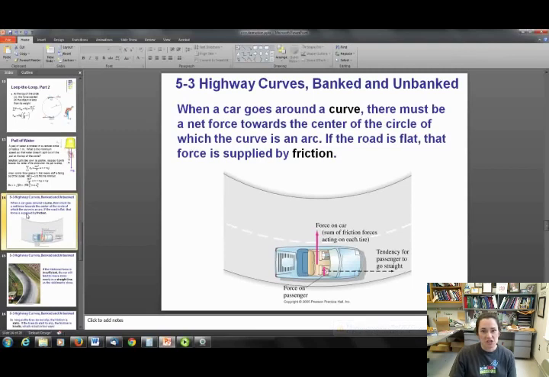Okay, let me continue on now with highway curves that are banked and unbanked. So if you've got a car and it's going around a curve, there has to be that net force towards the center of the circle. Otherwise, the car will just skid out and not be able to follow the road.